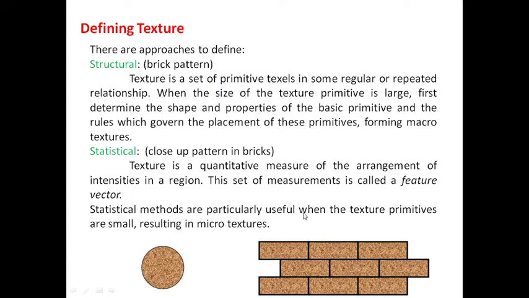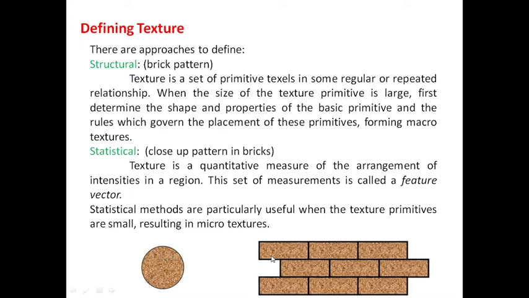Statistical methods are particularly useful when the texture primitives are small, resulting in a micro texture. The perfect example I can give here is a close-up pattern in the bricks. So this is a brick, right? Whenever I zoom in, I get a close-up pattern, and once I zoom into this brick, I can form a statistical texture. That means it is a measure of the arrangement of intensities in a region. So how are all the intensities in these textures arranged?